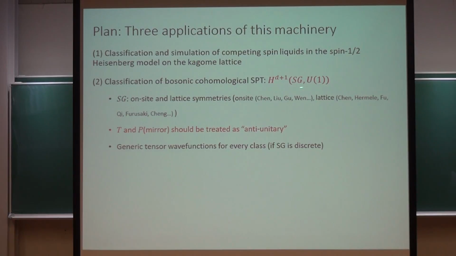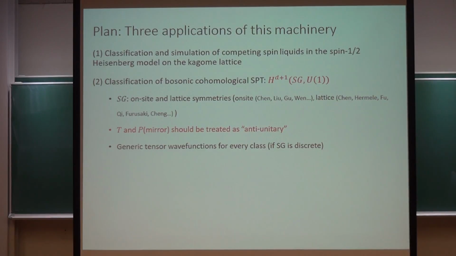The main new result is the following. In D spatial dimensions, there's a partial classification of bosonic SPT phases that are labeled by this object, the so-called group cohomology. Here, the symmetry group is SG, and U(1) is the coefficient in this cohomology group. At this moment, you don't have to pay attention to what it means, but maybe I can explain later. The main new result is that this symmetry group can be taken as the full symmetry group, including everything, on-site and lattice and everything.